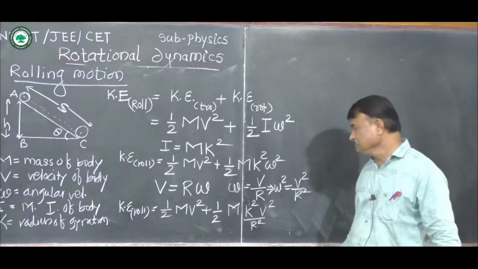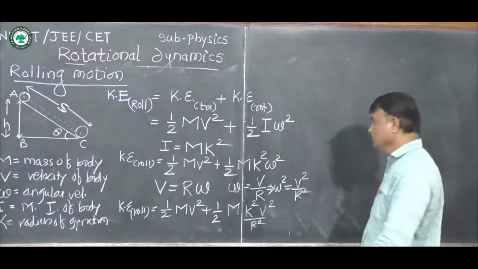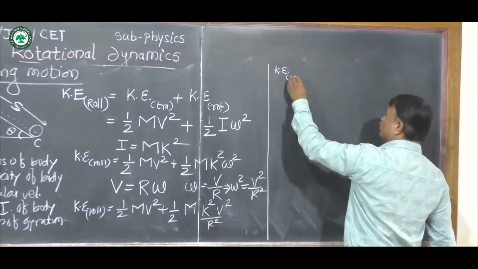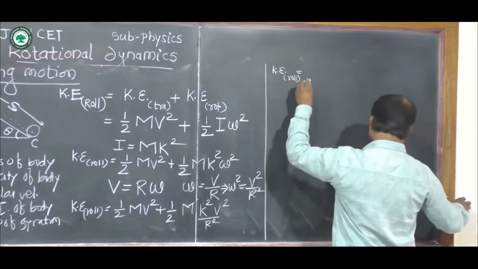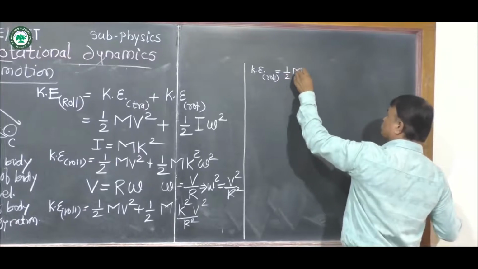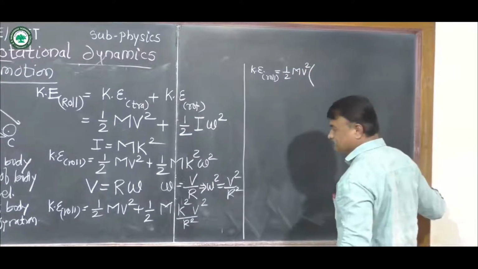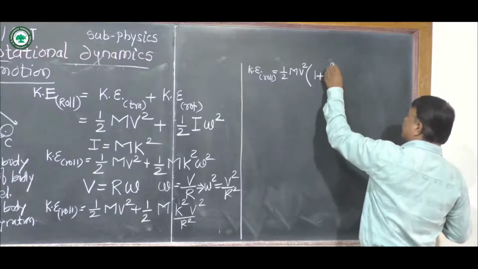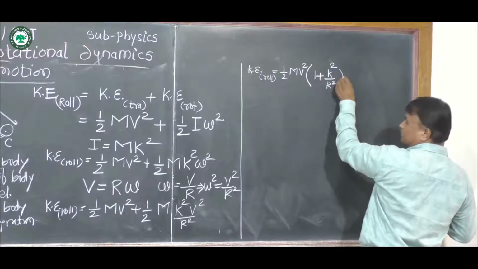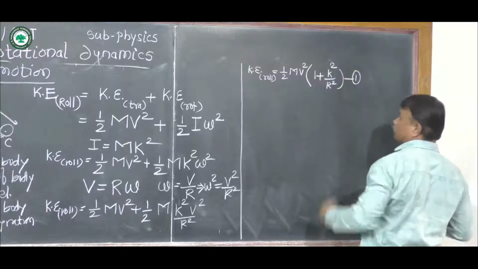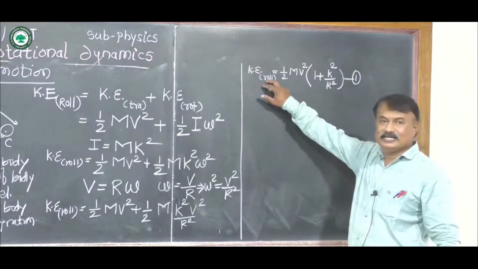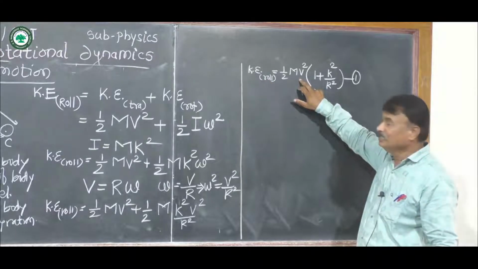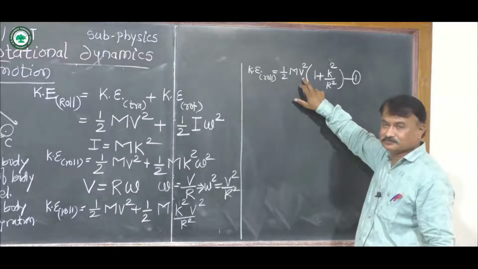By taking half mv square common, the kinetic energy of a rolling body becomes half mv square in bracket 1 plus k square upon r square. Equation 1. This is the kinetic energy of a rolling body in terms of linear velocity.